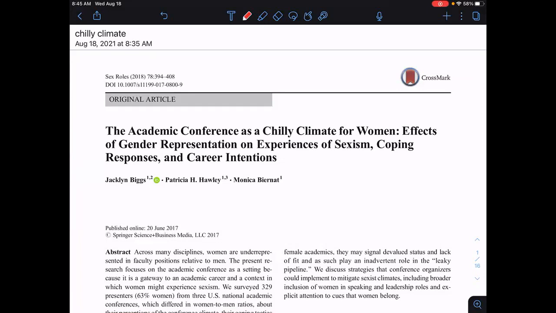I loved this article. One, I love that it does a lot of analyses, and I'll go through what to look for. And two, I also loved what it says, which is that there is a chilly climate. Not that I love that there's a chilly climate for women, but it shows that there's a chilly climate for women in academia, which is really unfortunate and is a reality. And I'm glad people are talking about this finally.